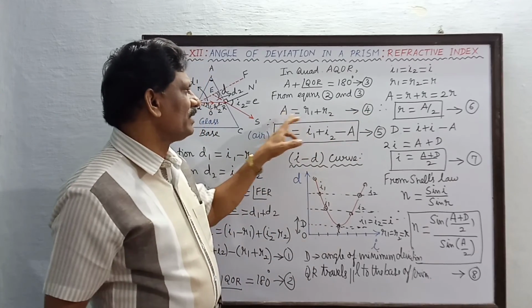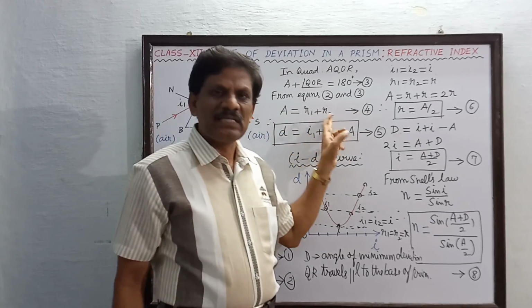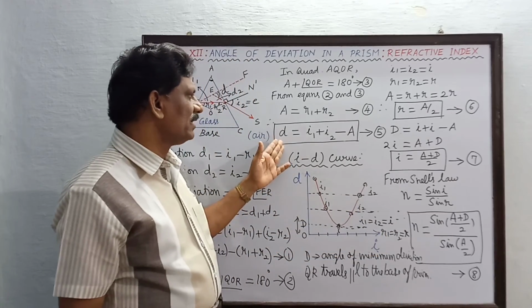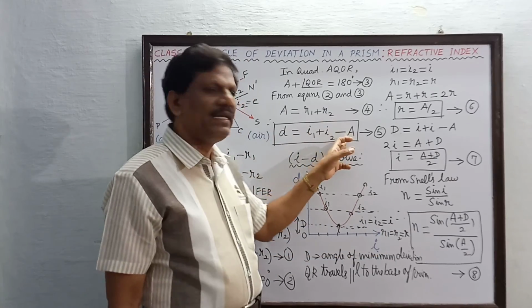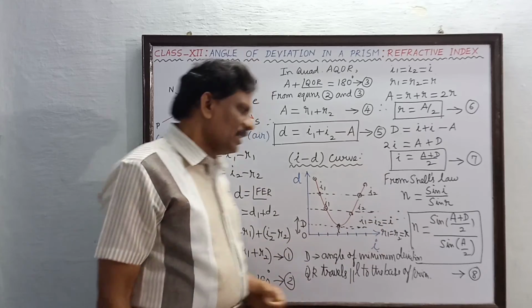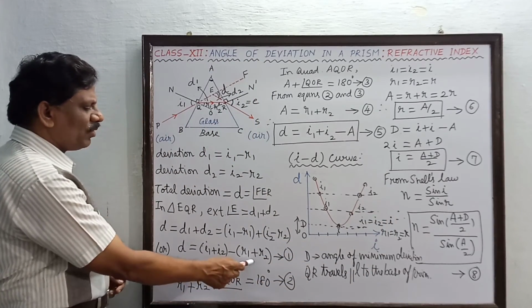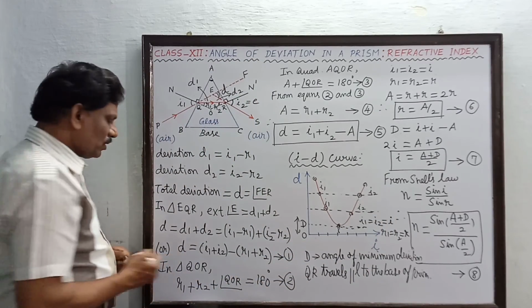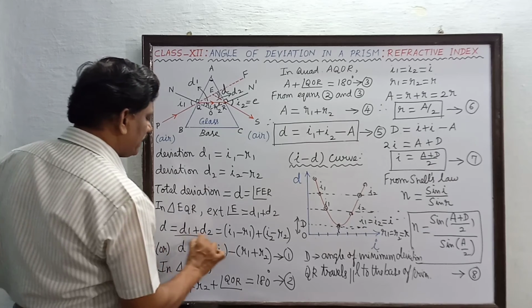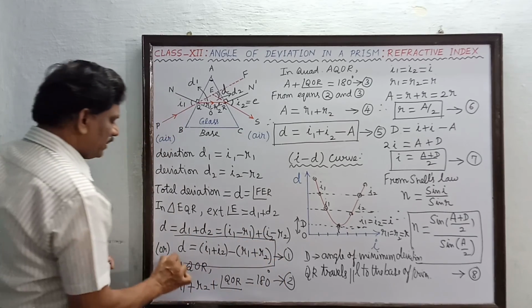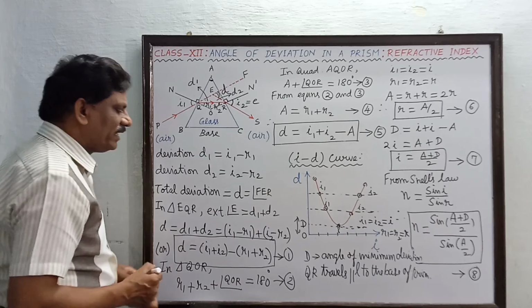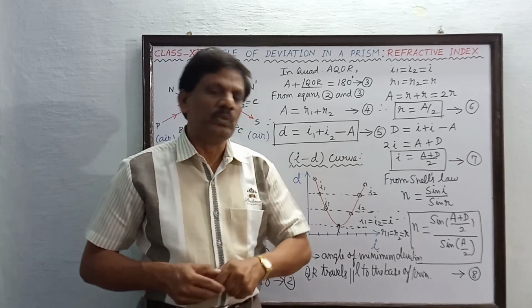So the angle of the prism is equal to R1 plus R2 and the angle of deviation is equal to I1 plus I2 minus A. Understand? Or this basic equation number 1 also we can remember. So this equation 1, that is the deviation D is equal to I1 plus I2 minus R1 plus R2.